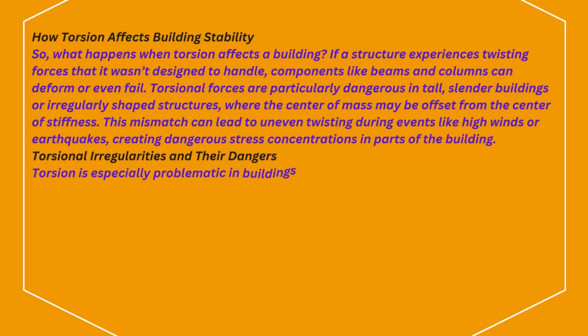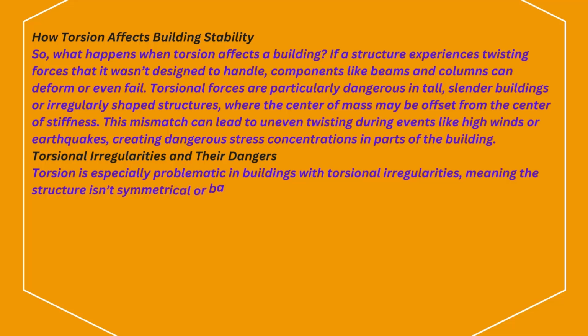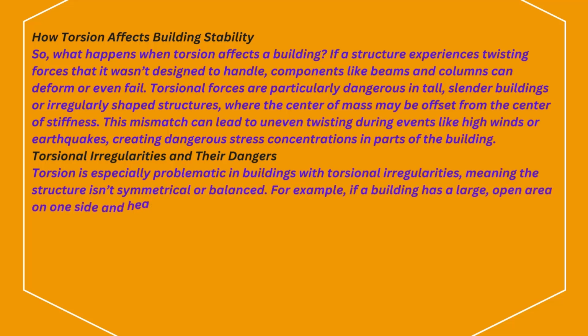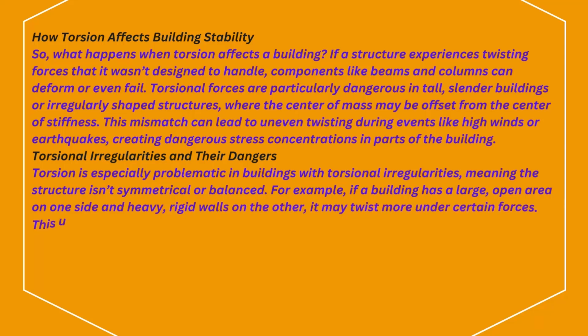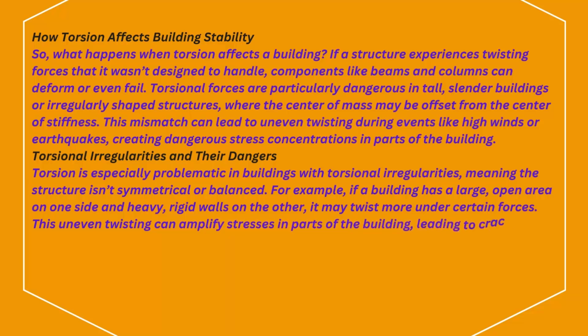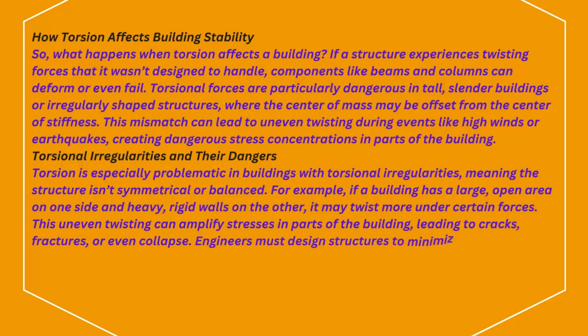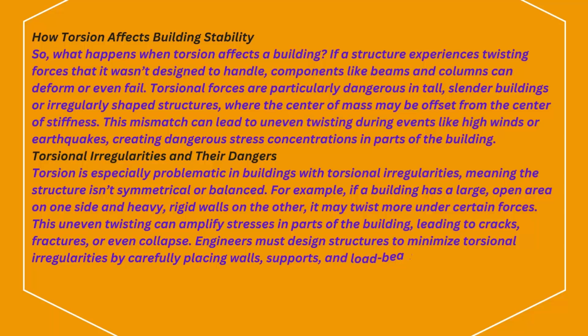Torsional irregularities and their dangers. Torsion is especially problematic in buildings with torsional irregularities, meaning the structure isn't symmetrical or balanced. For example, if a building has a large, open area on one side and heavy, rigid walls on the other, it may twist more under certain forces. This uneven twisting can amplify stresses in parts of the building, leading to cracks, fractures, or even collapse. Engineers must design structures to minimize torsional irregularities by carefully placing walls, supports, and load-bearing elements to resist twisting forces.